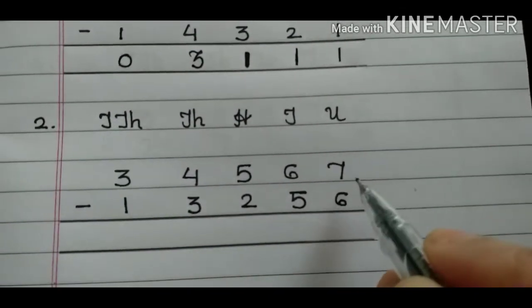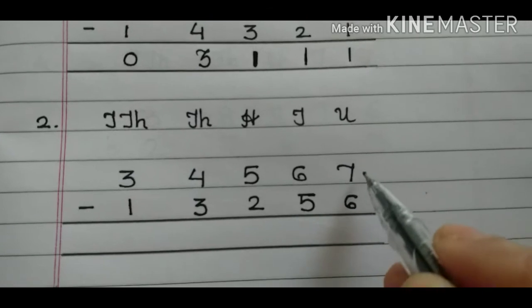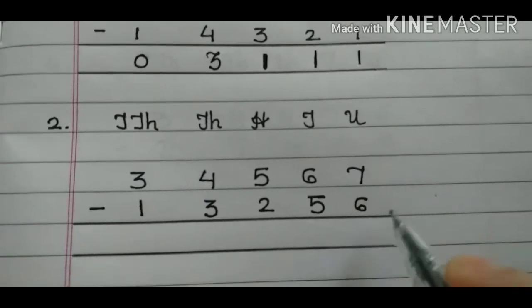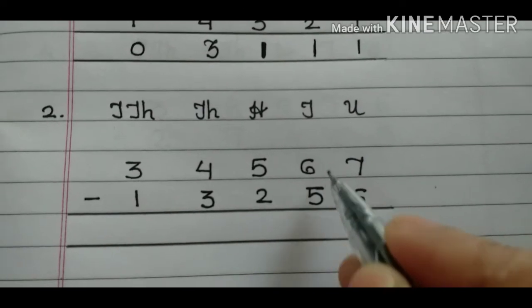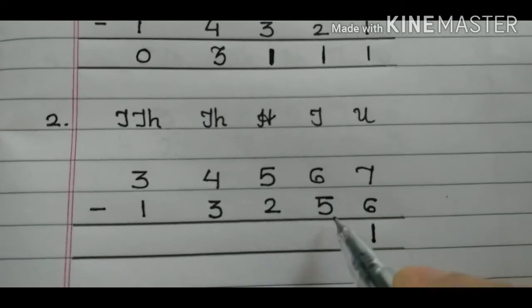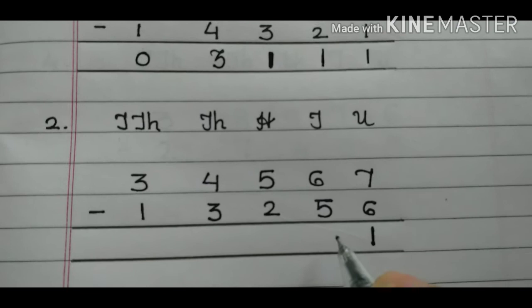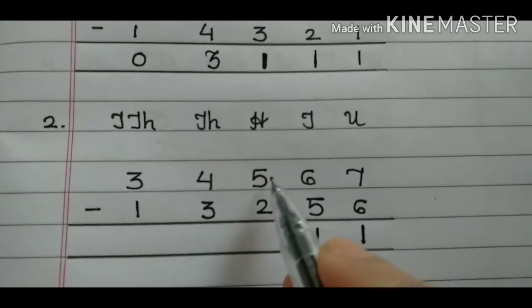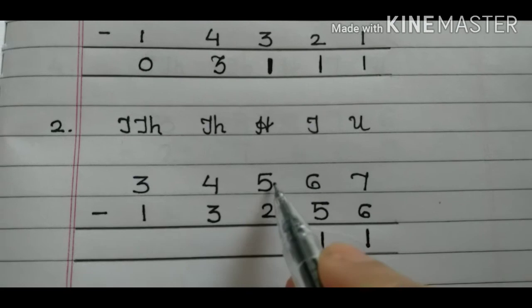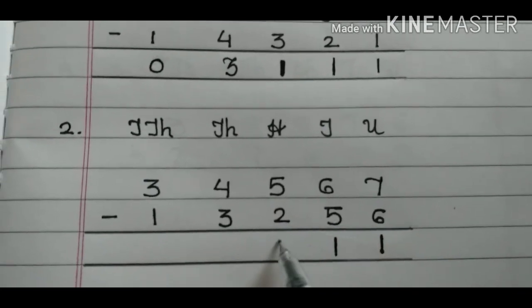So we will start our subtraction from units place. 7 minus 6 is 1. So write down 1 in units place. In tens place, 6 minus 5 is 1. So write down 1 in tens place. In hundreds place we will subtract 2 from 5, means 5 minus 2. 5 minus 2 is how many? 3. So write down 3 in hundreds place.